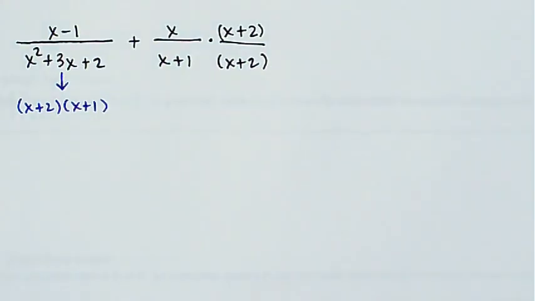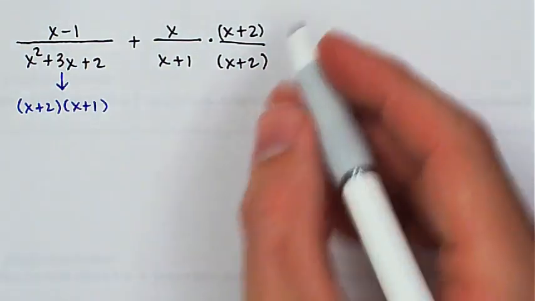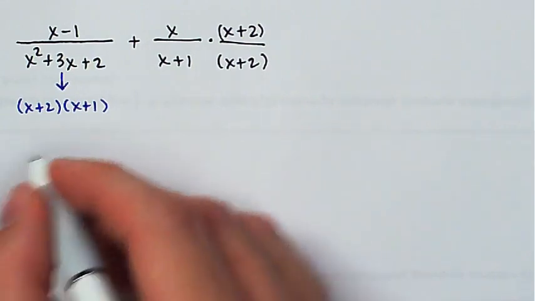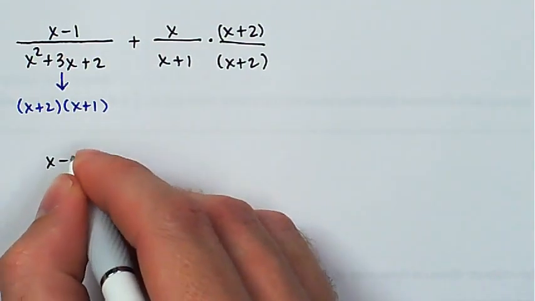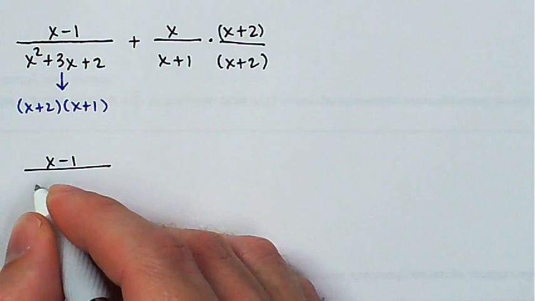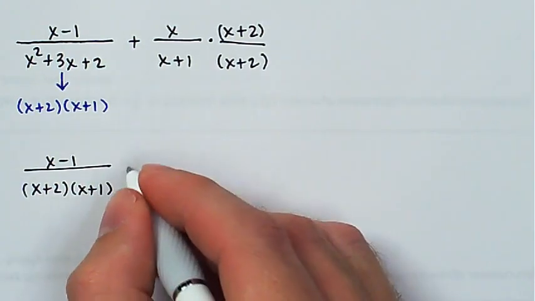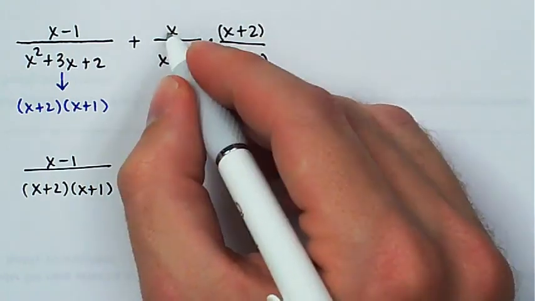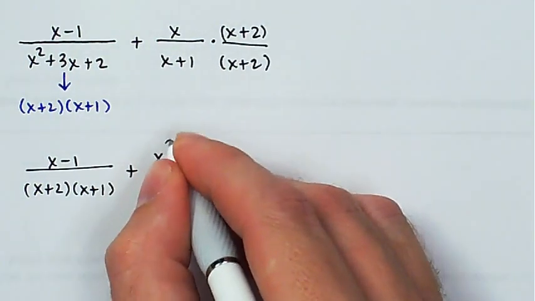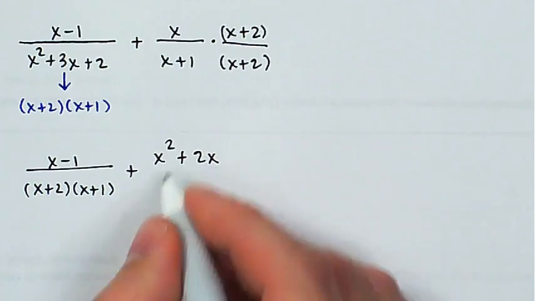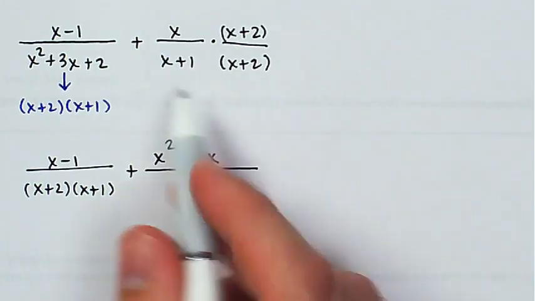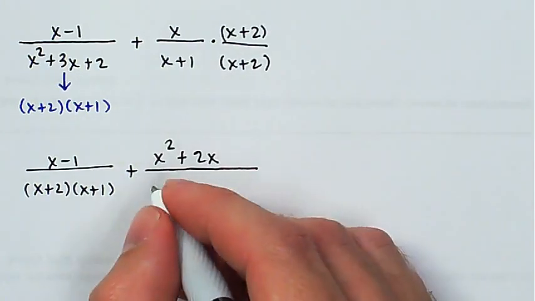Okay. And then I'm going to say, all right, well, I've got plenty of room down here, so I'm going to call this x minus 1 over our common denominator of x plus 2, x plus 1. And I'm going to add in, after I've distributed this x over the x and the plus 2, so that's plus x squared plus 2x, divided by x plus 1 and x plus 2.